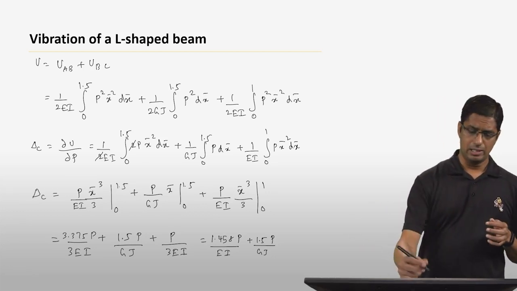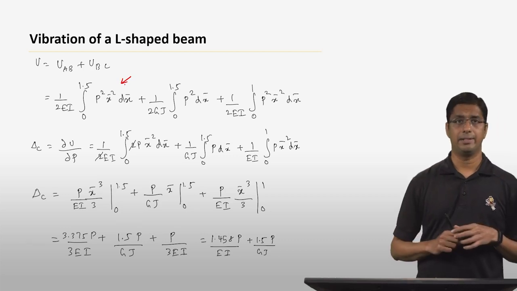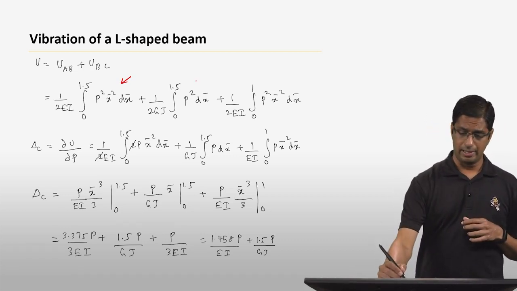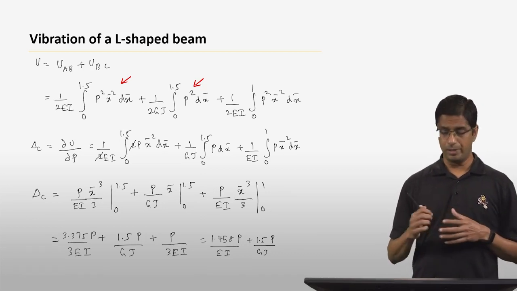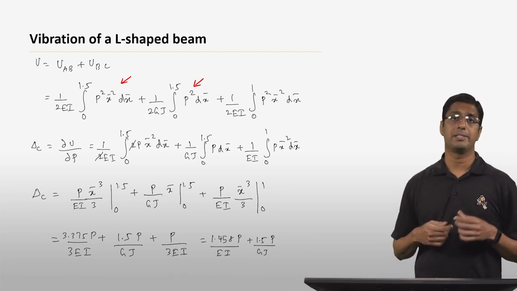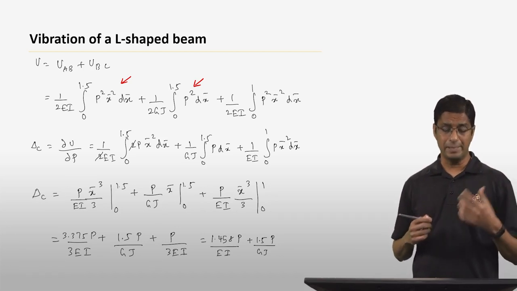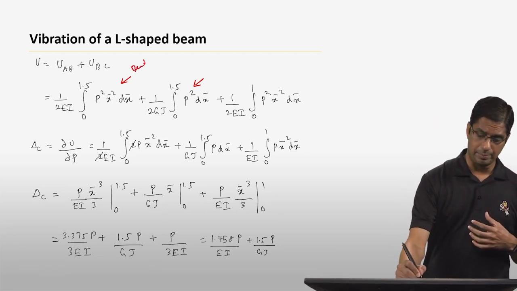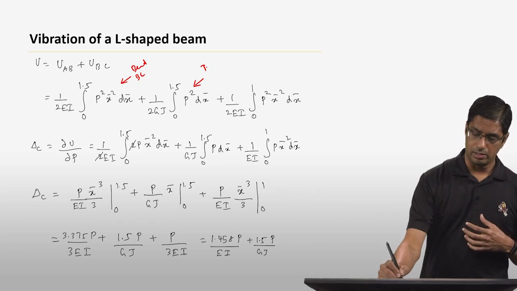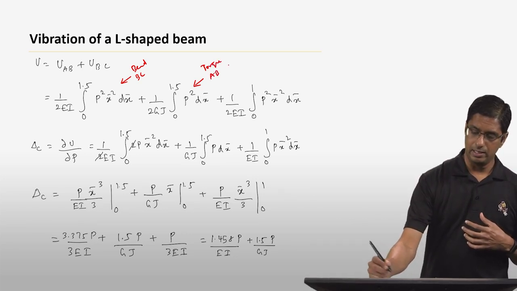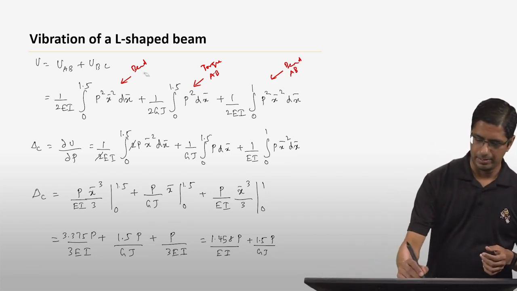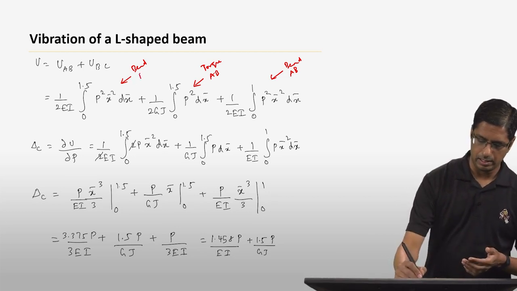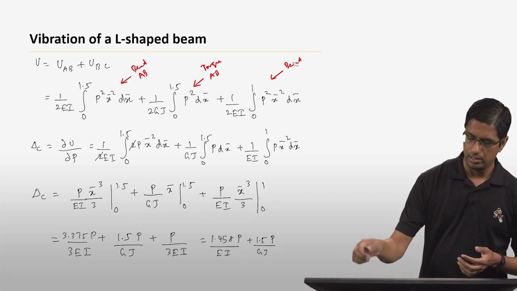So this term is the bending in UAB. This thing is the torque in BC. The first term is the bending moment in BC, so bending in BC. This is torque in AB, and this is bending in AB. Actually, I made a mistake: this is AB and that is BC.